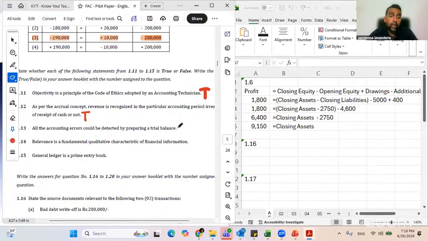All the accounting errors can be detected by the trial balance. That's false. You cannot. Not all the errors.